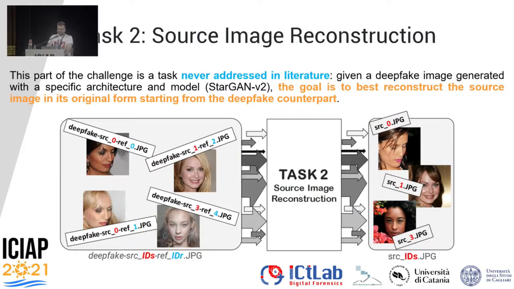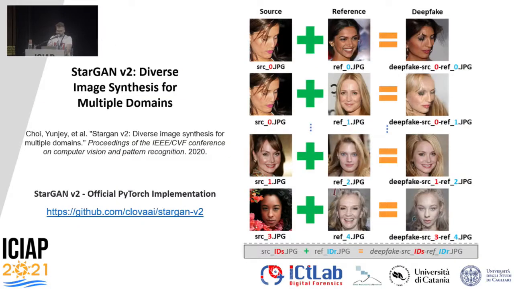As regards task 2, this task, called source image reconstruction, has never been addressed in the literature, and the goal is to reconstruct in the best way the original images starting from the deepfake ones. For this, in this case, we take into account the StyleGAN2 architecture, with which we create deepfake images.